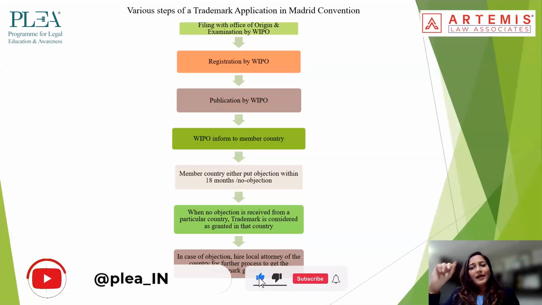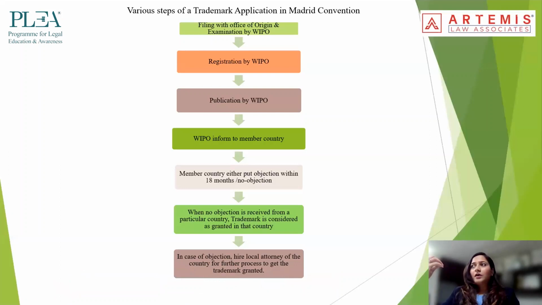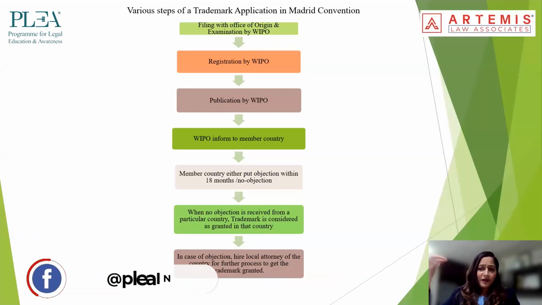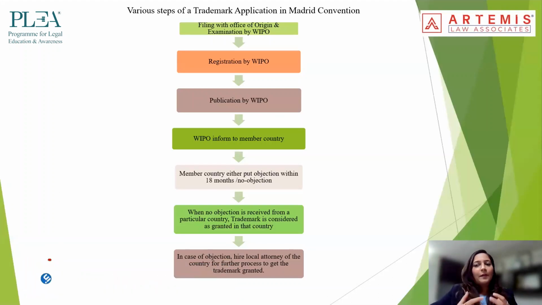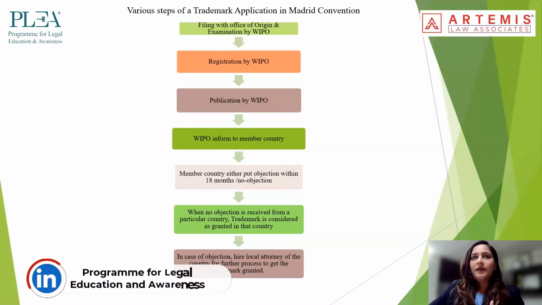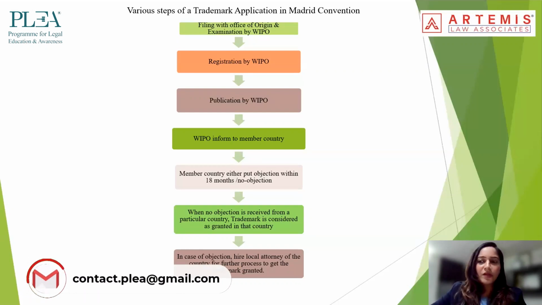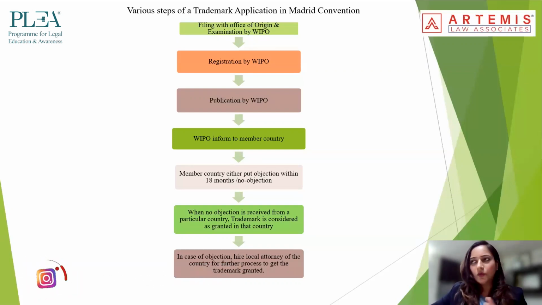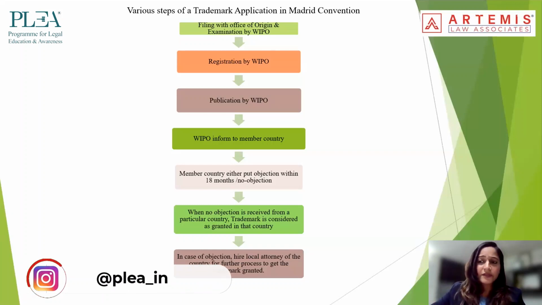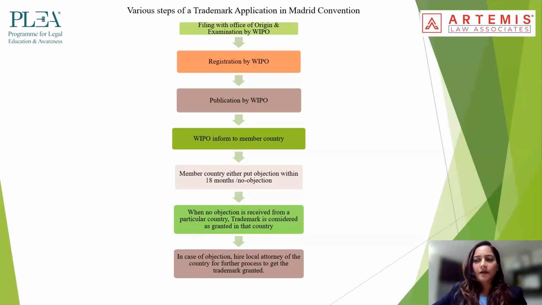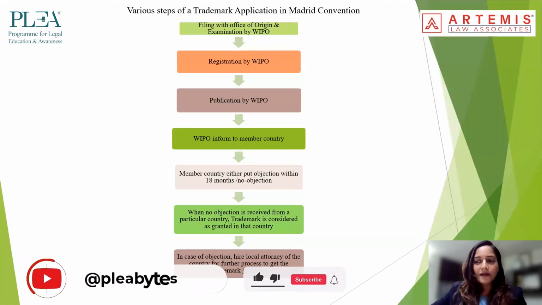Then the examination is done by WIPO first, wherein they check whether all the procedural part is complete or not. Is there some kind of irregularity in filling the form? They will do the correction, and then the registration is done by WIPO, wherein the publication is done. In publication, they publish in all those geographies where you have selected territories, and WIPO will inform the member countries. For example, you have selected 3 countries. WIPO will notify those particular 3 countries, and then there's a timeline to it.